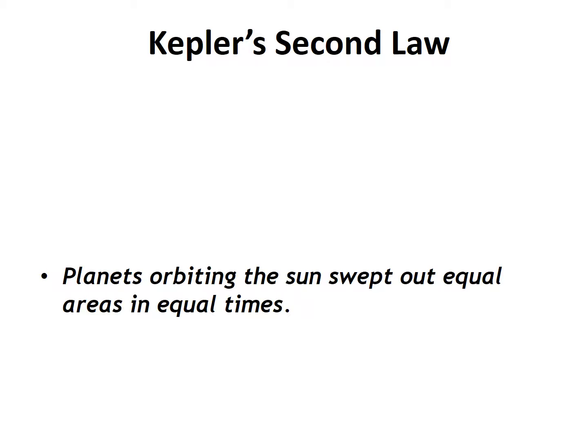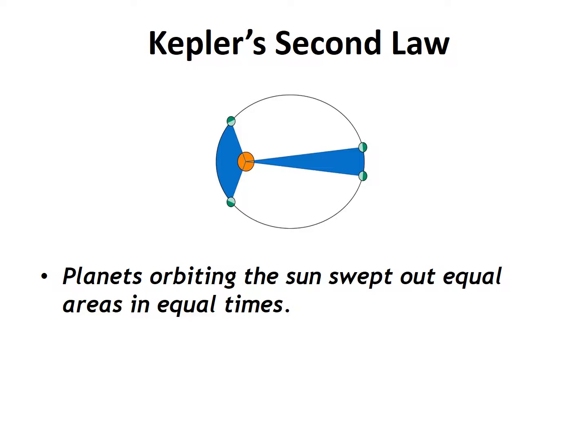After trying various possibilities, he found one that fit the data almost perfectly. He found that planets orbiting the sun swept out equal areas in equal times. Truly brilliant. This is Kepler's second law. Shown is the equal area swept out in equal times rule. A month of motion when the planet is near the sun sweeps out the same area as a month when the planet is far from the sun.